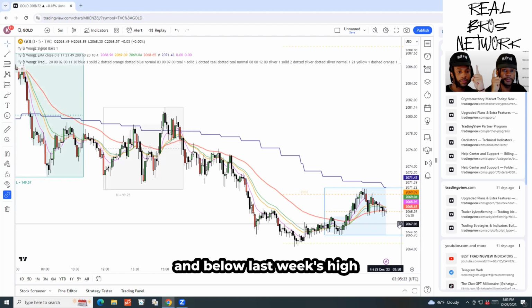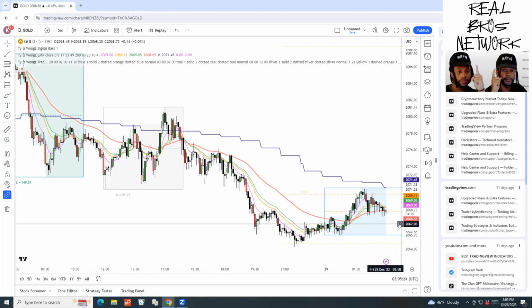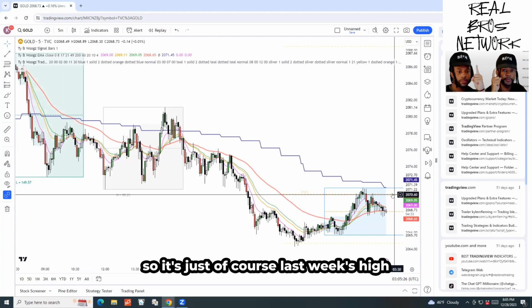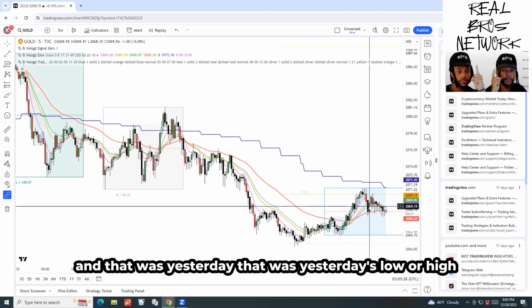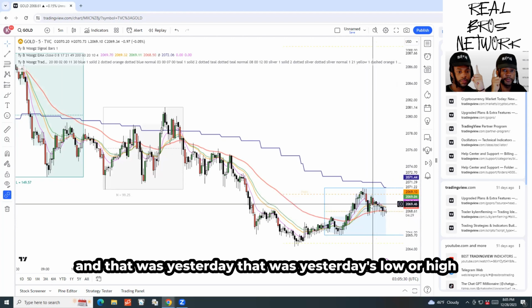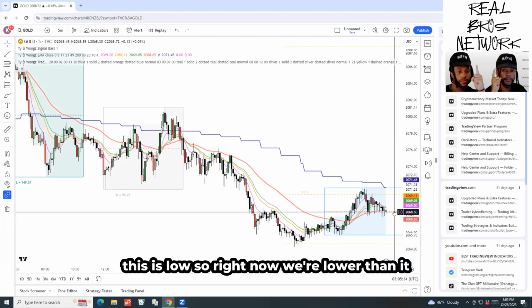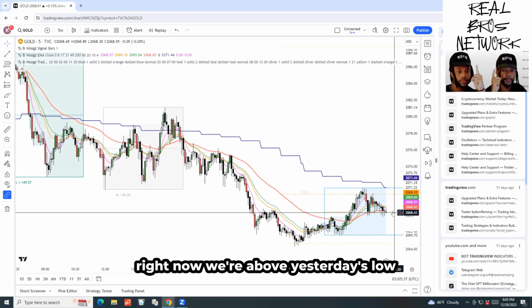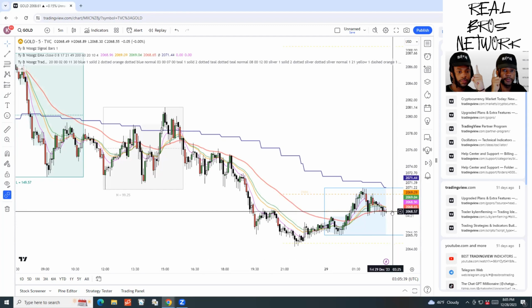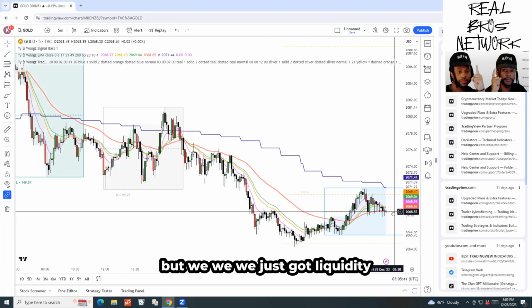And below last week's high. So it's just important, last week's high. And that was yesterday's low or high? The yellow is yesterday's low. So right now we're lower than it. Right now we're above yesterday's low, but we just got liquidity.